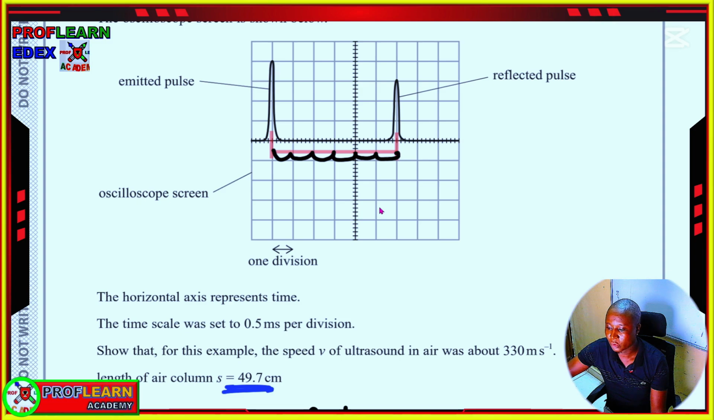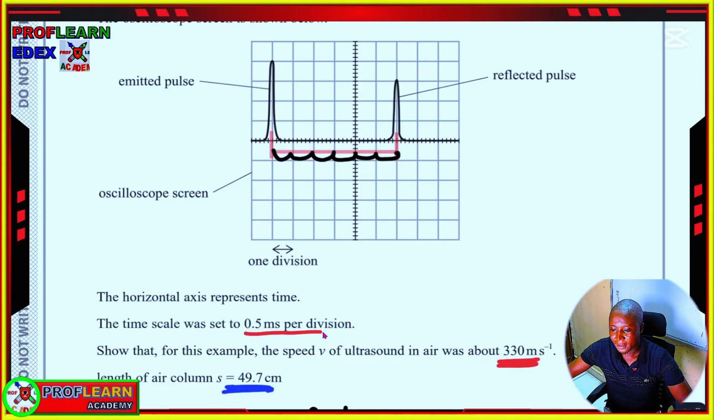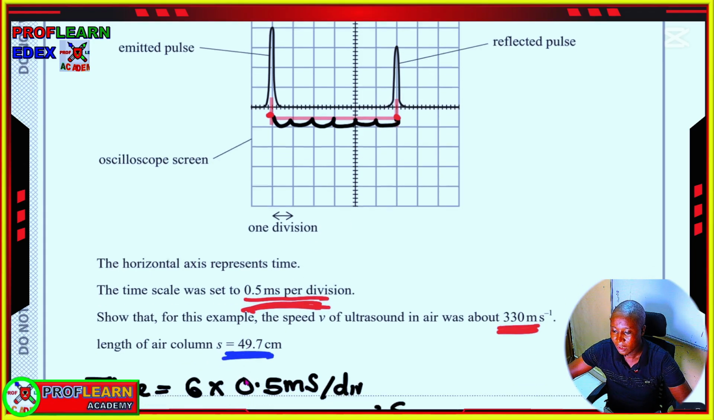Ultrasonic transducers emit a pulse. So we were supposed to show that the speed is 330. This is determining the speed of sound. We are told one division is equivalent to 0.5 millisecond. So the time scale was set as 0.5 millisecond per division. For us to know the time taken for this pulse to travel and to be detected, we shall count the number of divisions, and the number of divisions here was 6.